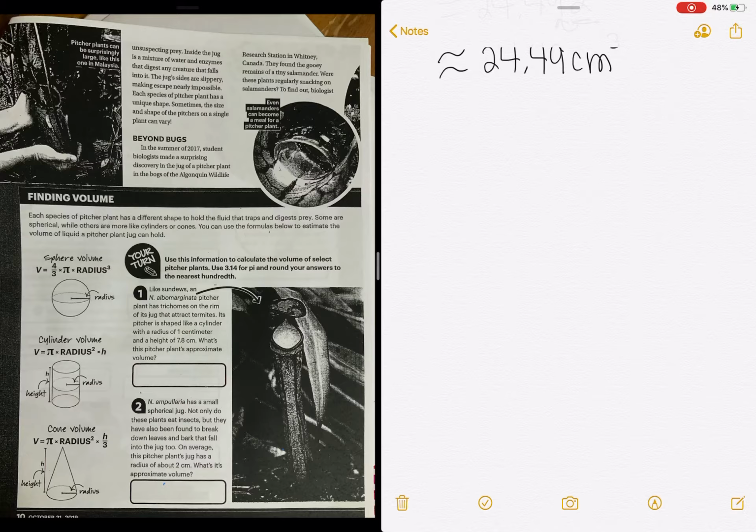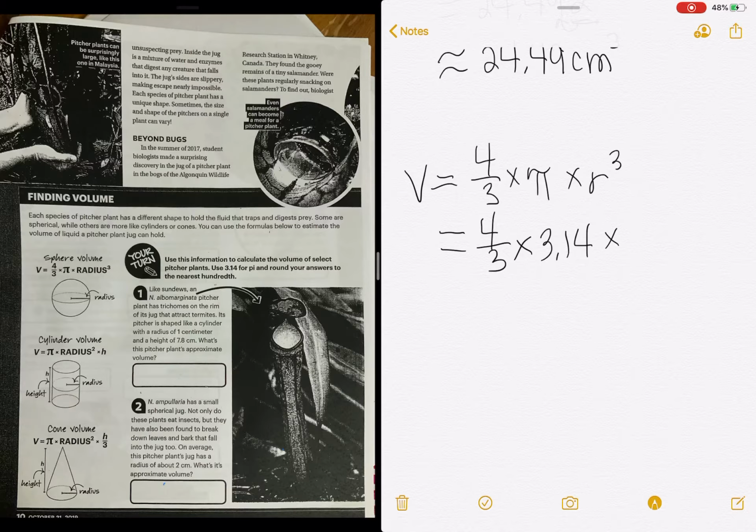The formula for this is volume equals 4/3 times pi times the radius cubed. Cubed means we're going to multiply our radius by itself 3 times. First off, we're going to rewrite the problem and substitute our given values. Pi equals 3.14, and the problem tells us that our radius is 2 centimeters. Order of operations, we're going to do the exponent first. So 2 times 2 times 2 equals 8.